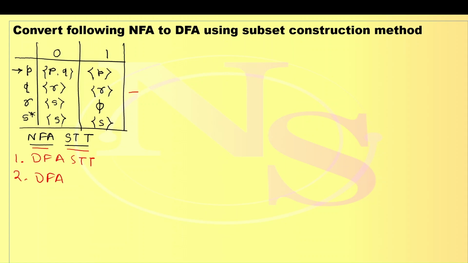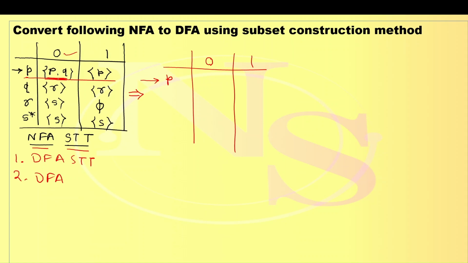So let's start. How can we convert this NFA table to a DFA table? We can follow the process of subset construction. For example, column headers are as they are, like here 0 and 1. The first row will be as it is. Suppose P is a starting state. The subset method says that, for example here, P on reading 0 goes to P comma Q.